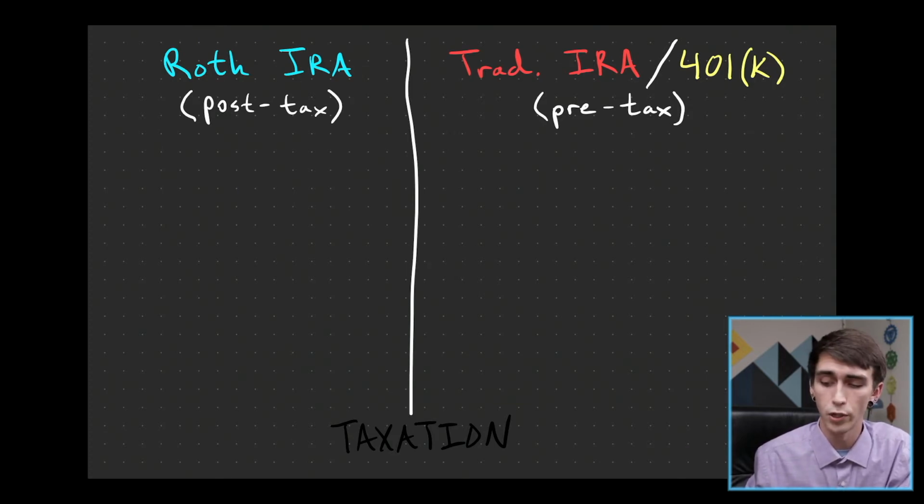But if you're making a ton of money now and you're trying to retire with less money, then contributing to a traditional IRA would be better, because then you can pay the taxes in the future when they're cheaper. So I guess I can give you a quick example here real quick.